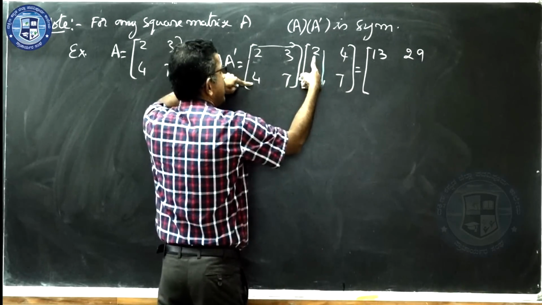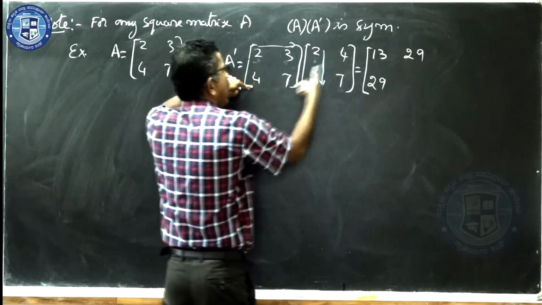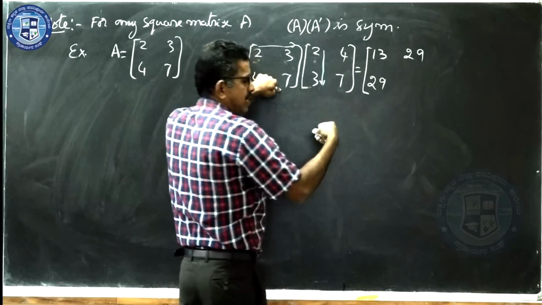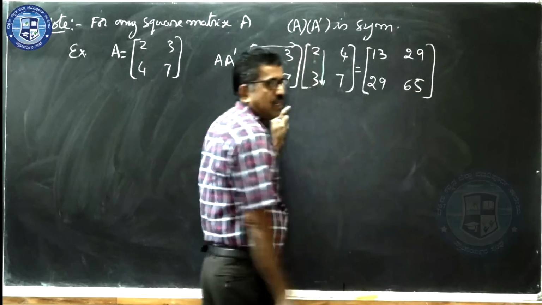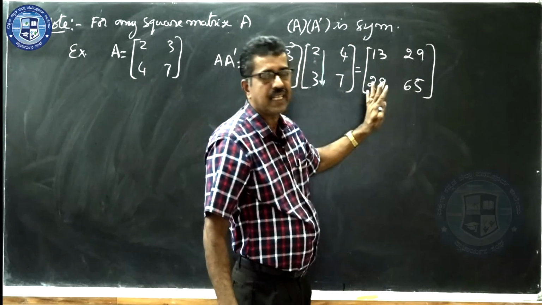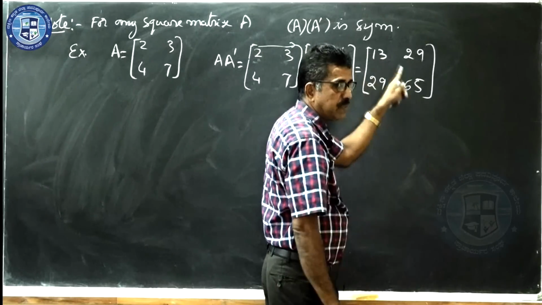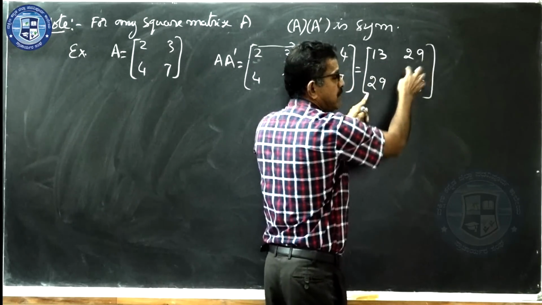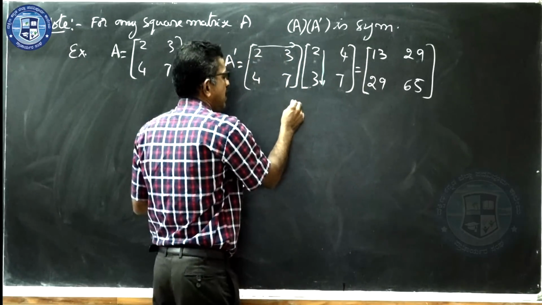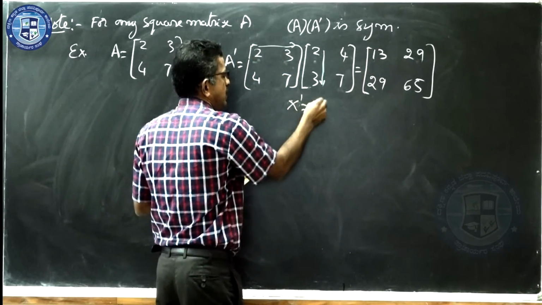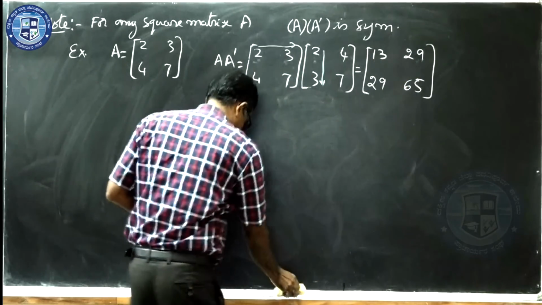What is the next one? Here 8 plus 21, that is 29. And we have here 16 plus 49, it is 65. Just observe here, this matrix is symmetric. Why is it symmetric? Any elements can be there in the principal diagonal, but the non-diagonal elements are the same in this case. Or it satisfies the condition for the transpose of a matrix, X dash is equal to X, when you treat this as X. So, that is the condition.